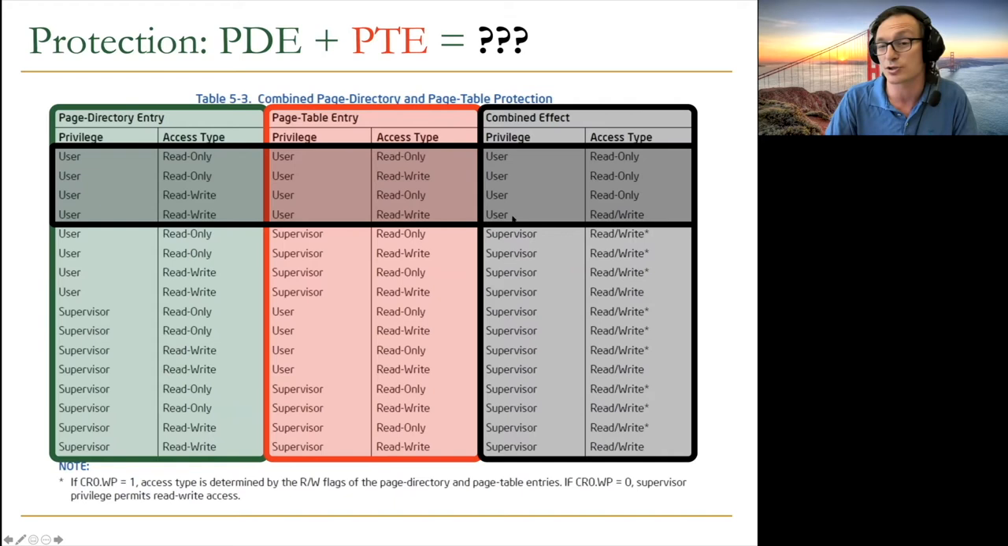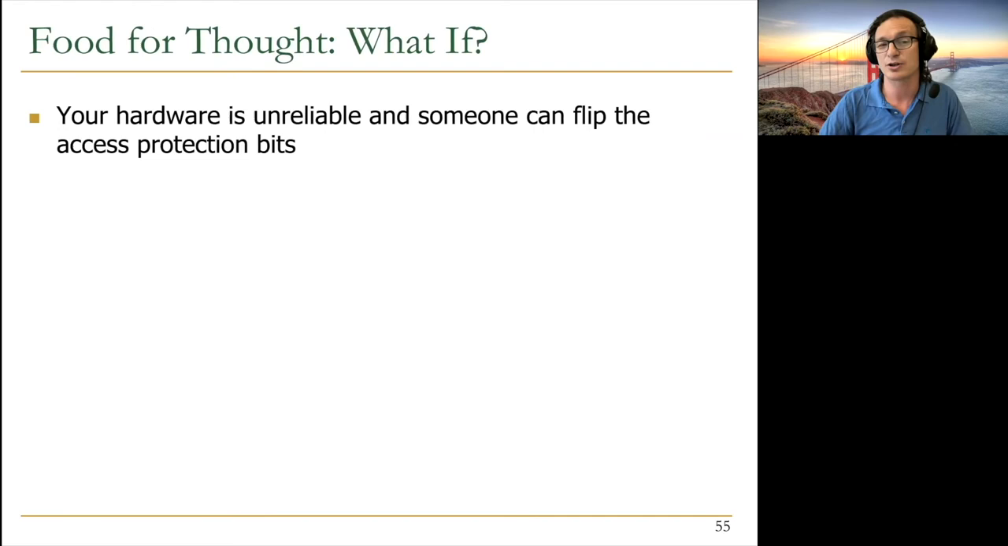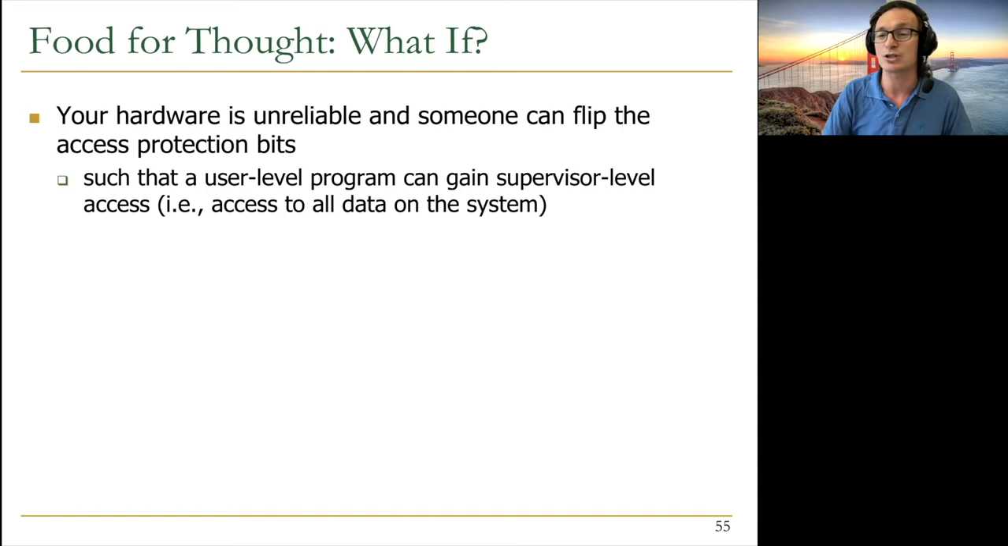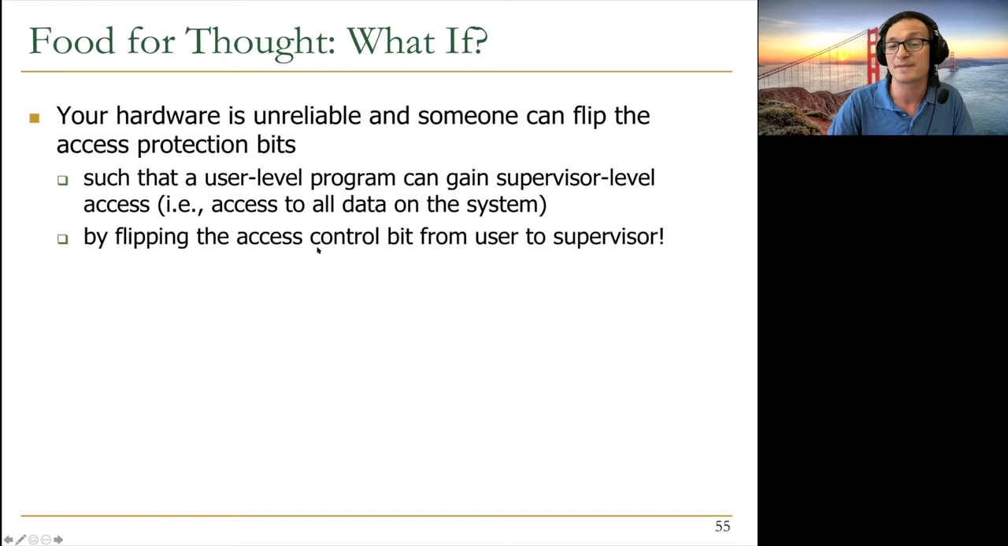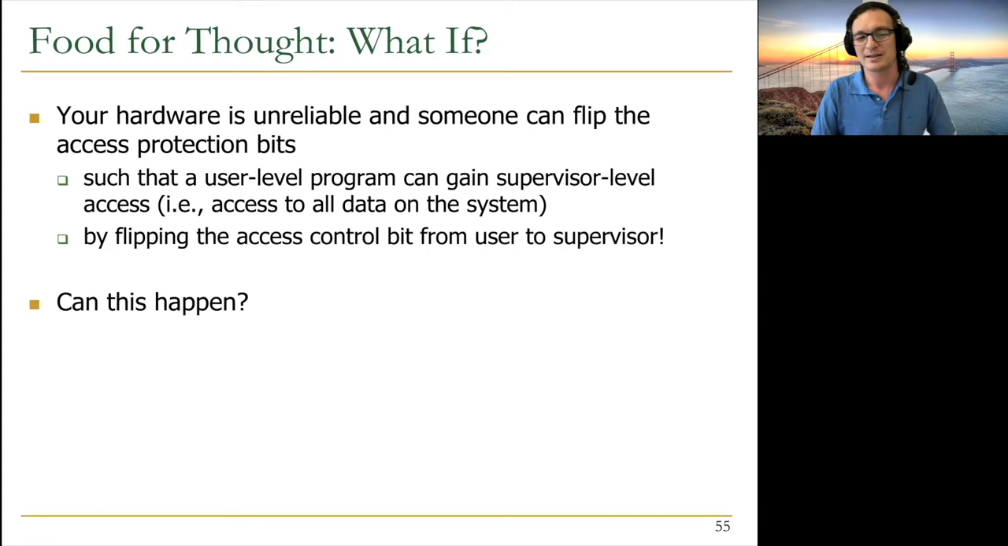But unless someone can flip your bits, unless your hardware is unreliable and someone can flip the access protection bits, such that a user-level program can gain supervisor-level access. And that's what happens with RowHammer, for example. You can flip the access control bit from user to supervisor, if you're lucky, or if you're careful. Can this happen? Well, you know the answer. It can happen in RowHammer.